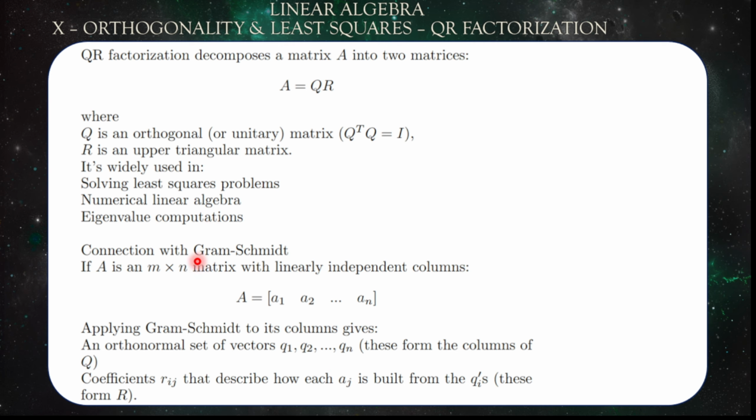Connection with Gram-Schmidt: if A is an m by n matrix with linearly independent columns, A equals A1, A2, ..., An, applying Gram-Schmidt to its columns gives an orthonormal set of vectors Q1, Q2, ..., Qn. These form the columns of Q. Then there are coefficients Rij that describe how each Aj is built from the Qi's. These coefficients form R.